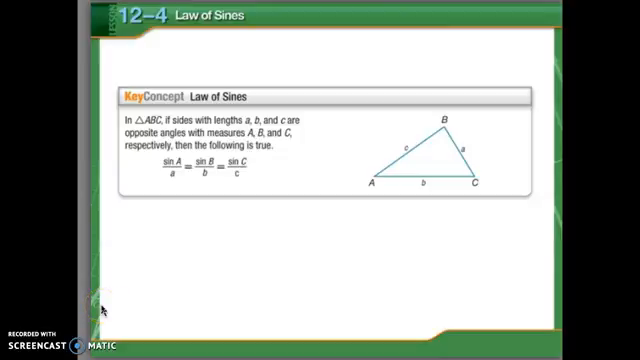We've got the key concept for the law of sines. And this says, in triangle ABC, if the sides with lengths A, B, and C are opposite angles with measures angle A, angle B, and angle C, respectively, then the following is true. The sine of angle A divided by side A is equal to the sine of angle B divided by side B, which is also equal to the sine of angle C divided by side C. So the purpose of this law of sines is if you know an angle and the side opposite it, and you know any other side or any other angle, you'll be able to solve for all the missing pieces within the triangle.